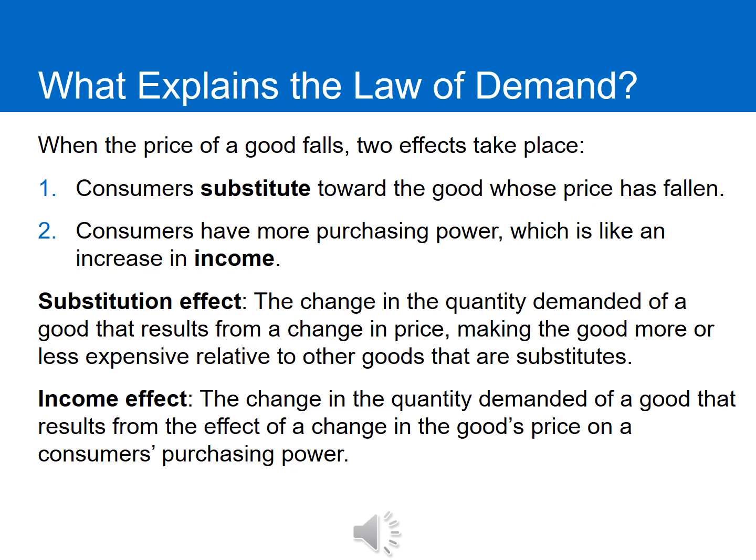What explains the law of demand? When the price of a good falls, there's two effects taking place. The first effect is that consumers substitute toward a good whose price has fallen. So the price of one brand of canned soup goes down, and the other brands of canned soup stay the same. Consumers will substitute to that good whose price has fallen. So that one brand whose price has fallen, consumers will purchase more of that and less of the other brands.